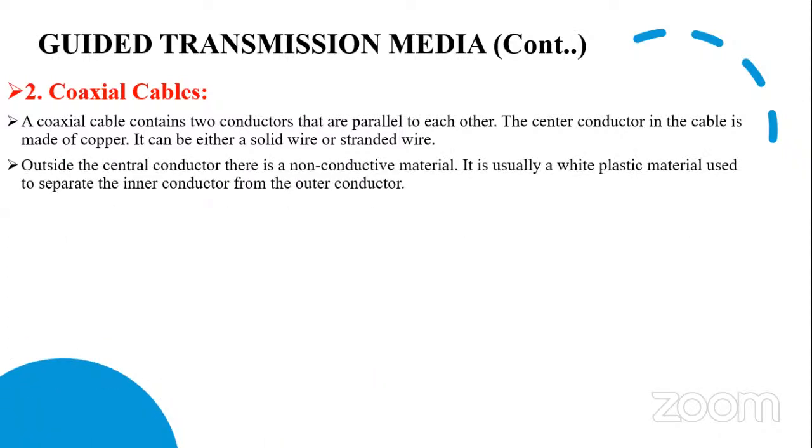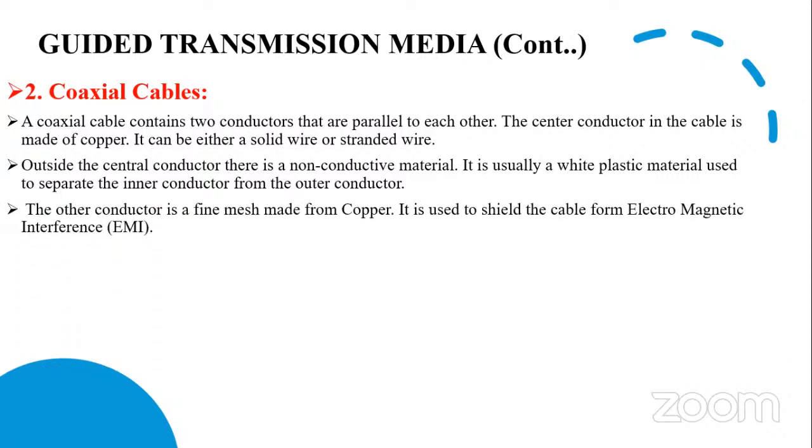If you see the picture, you'll get a clear idea. Outside the central conductor, there is a non-conductive material. It is usually a white plastic material. If you see the cable TV wire, you'll get a clear picture about this one. A white plastic material is used to separate the inner conductor from the outer conductor.